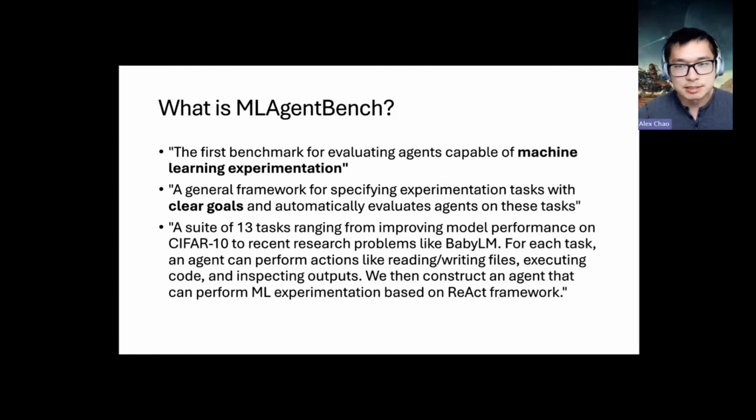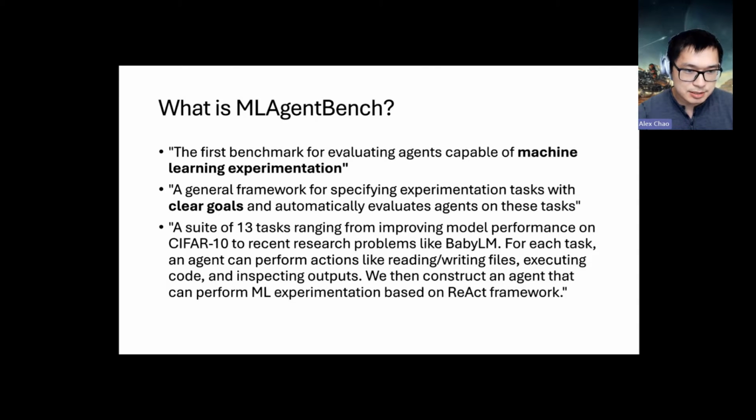ML Agent Bench is aimed at targeting machine learning experimentation, where the problem setup has tasks with very clear goals and where you can automatically evaluate agents on these tasks. And I think that's a very important distinction because, as you'll see in the next slide, those goals need to be very explicitly defined, like, this is what I'm optimizing for, or this is my success criteria.